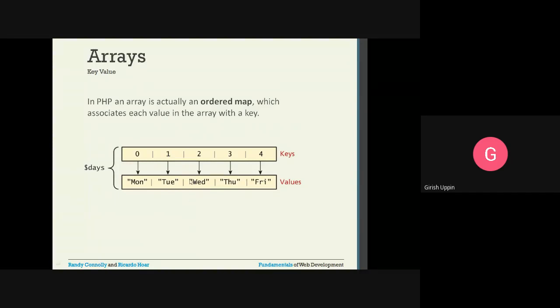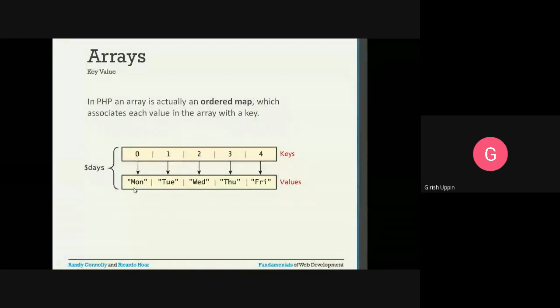A PHP array is actually an ordered map. In case of PHP, this is a key value pair, that is an ordered map. So these are the keys: 0, 1, 2, 3, 4. You can correlate them as indices. In other languages, we say it as an index or the indices of the array. So these are called the keys, and each key is associated with one value.